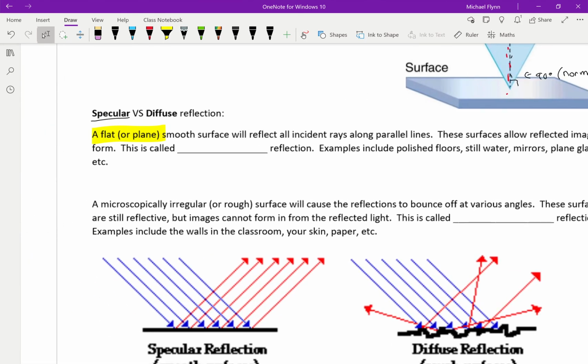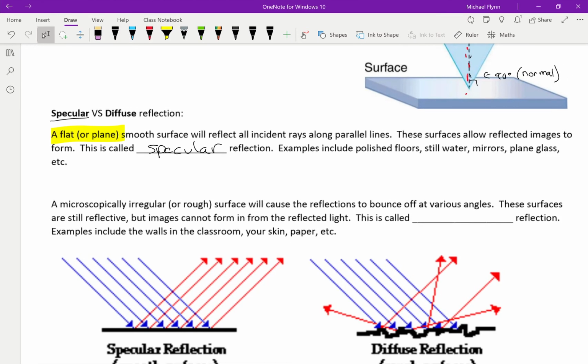So for example, oh yeah, this is called specular. I don't know why I was confused there for a second. I guess I didn't write the word specular yet in the paragraph. So this is called specular reflection.